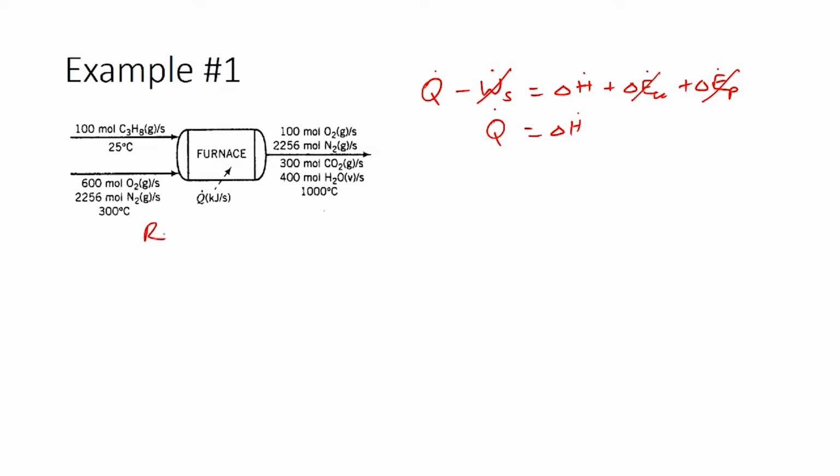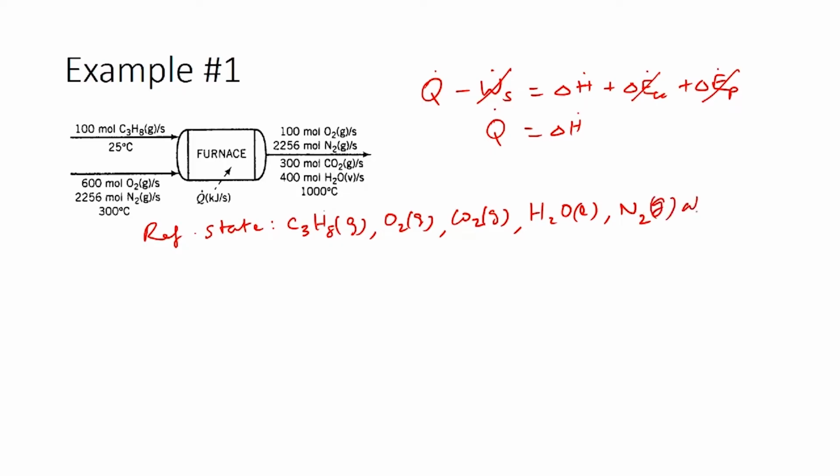So, the reference states we start with would be propane gas, oxygen gas, carbon dioxide gas and water liquid, which are all the components which are taking part in the reaction, and you also have nitrogen, which is not taking part in the reaction, nitrogen gas. We will take all at 25 degrees Celsius and 1 atmosphere, which is what the heat of reaction would have accounted for.